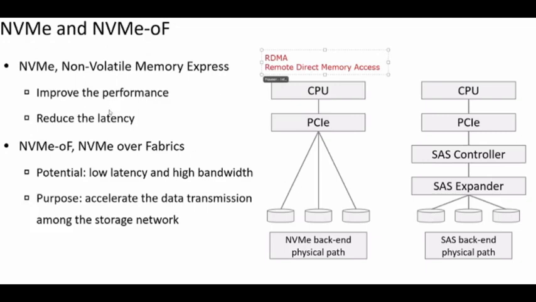So NVMe is very, very fast. It reduces the latency of your random reads and writes, and increases the performance of your storage controller talking to your servers and all this stuff. But you have to build up the environment. It's generally much more expensive than just a normal Ethernet connection. For disks and all that stuff, NVMe over fabric offers low latency, high bandwidth, and fast data transmission among the storage network.